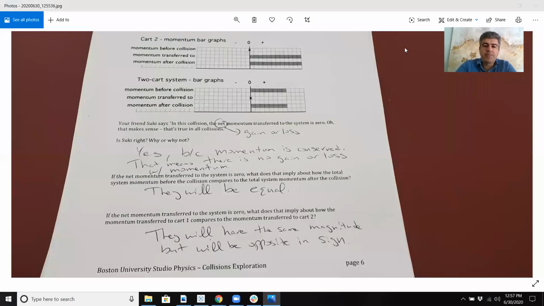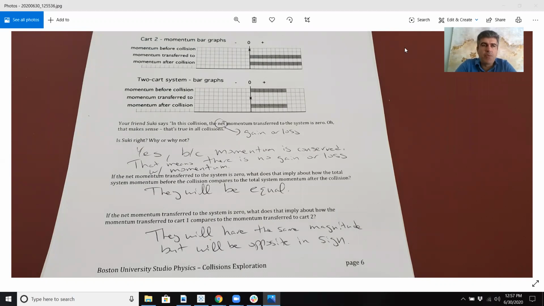For page 6, remember the word net means gain. So if you have like a net gain or loss, it's change. So net's change, not total. So is there any gain or loss of momentum? The answer is no. We never have gain or loss of momentum. It's always going to be conserved. So whatever we gain from one body is lost from the other body.